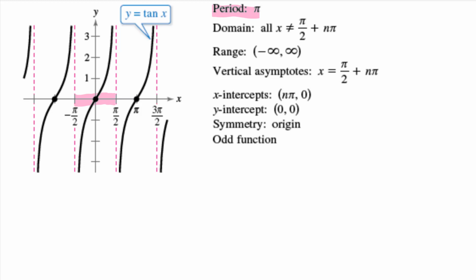Next, we talk about the domain. What are you allowed to plug in? What x values can you plug into a function? Don't plug in any pi over 2s. Don't plug in any x equals pi over 2, so like 1 pi over 2 or 3 pi over 2. If we kept going, there'd be a 5 pi over 2. No negative pi over 2, no negative 3 pi over 2. Not allowed to have it.